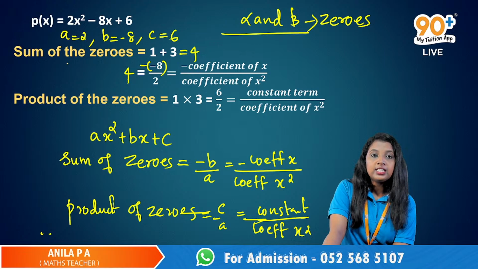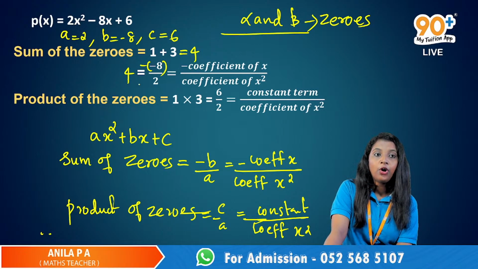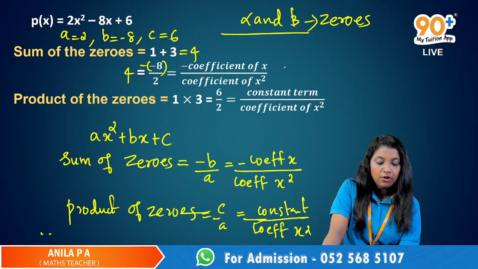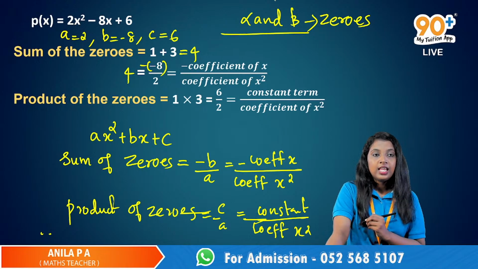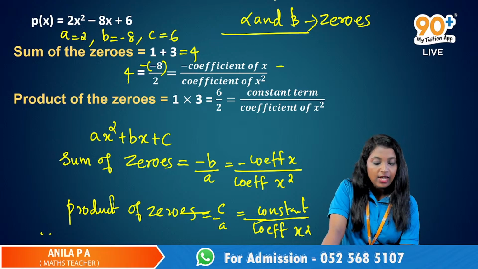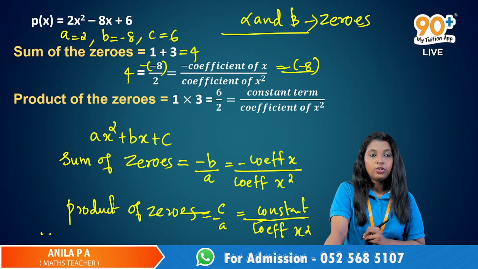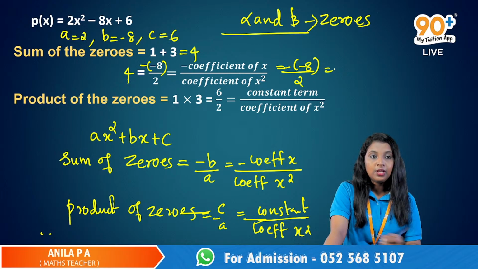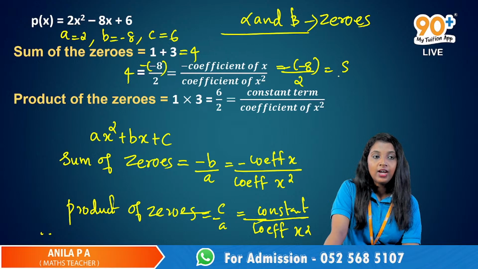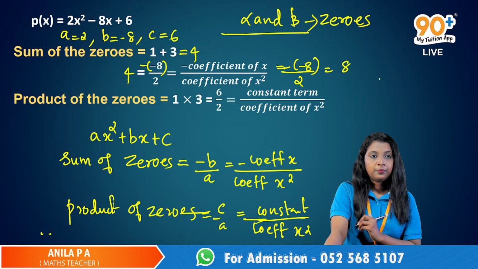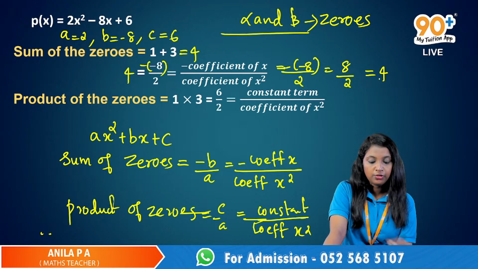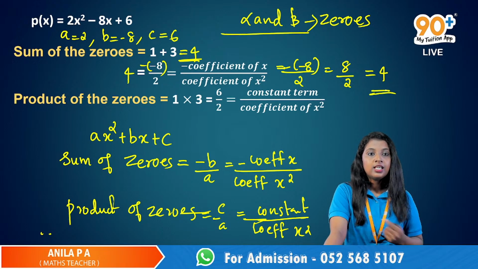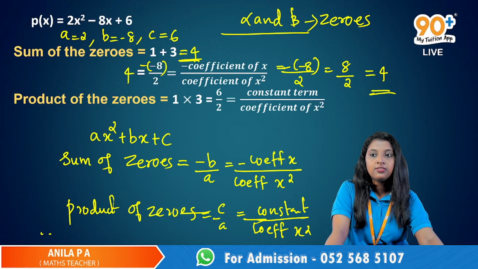In order to find the sum of zeros, negative of coefficient of x means negative of negative 8, divided by the coefficient of x square. Coefficient of x square is 2. So negative of negative 8 will be just positive 8 divided by 2. That is also 4. So here 1 plus 3 is 4. Yes, it satisfies the condition that the sum of zeros is negative b by a.